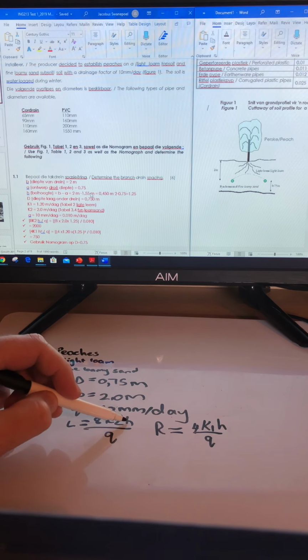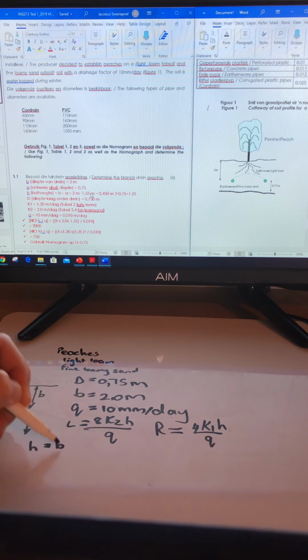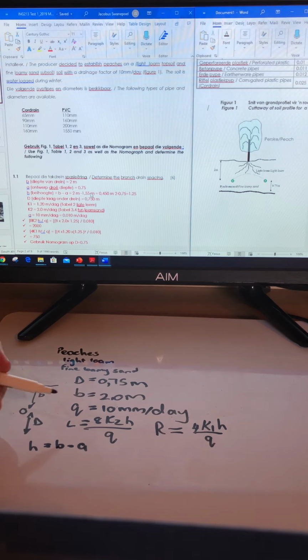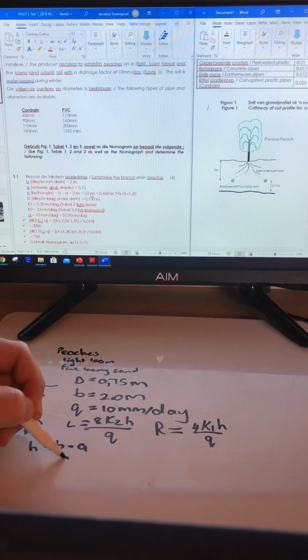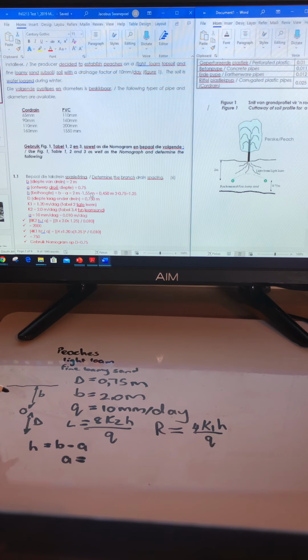But H you can calculate very easily. H is B minus A. You know that you've got B, so then you just need to know, how do I calculate A? A is the depth of the roots plus 0.35 meters. It says in this question, use figure 1, table 1, 2, and 3.